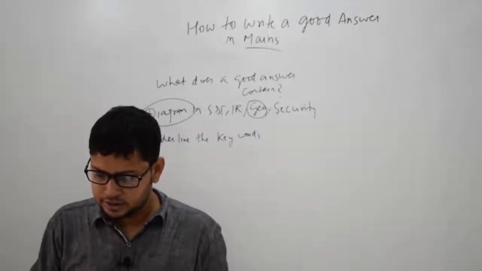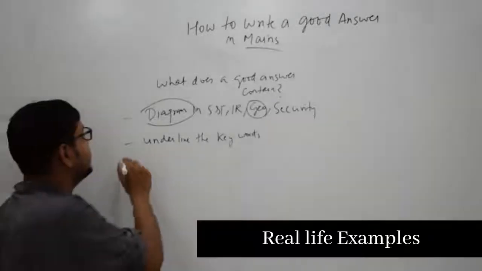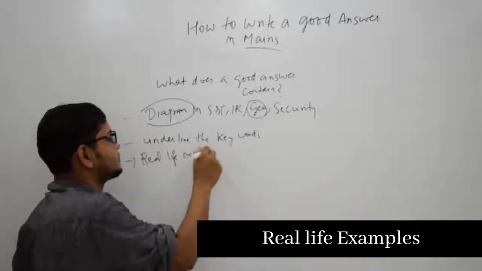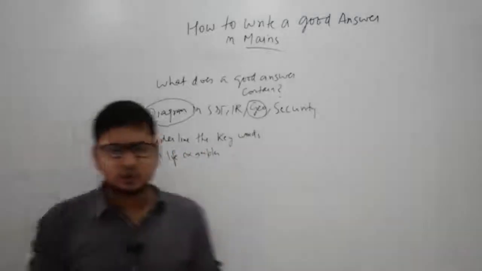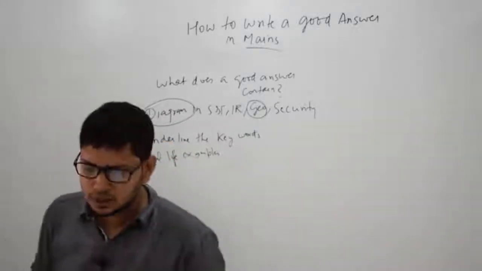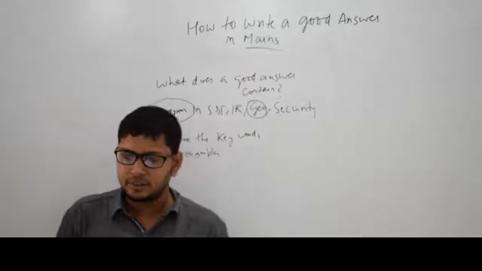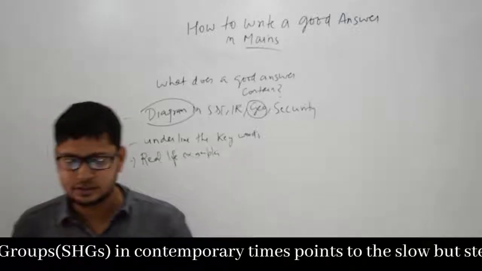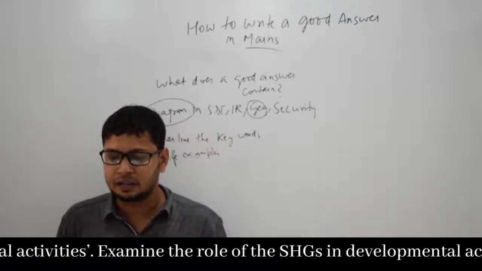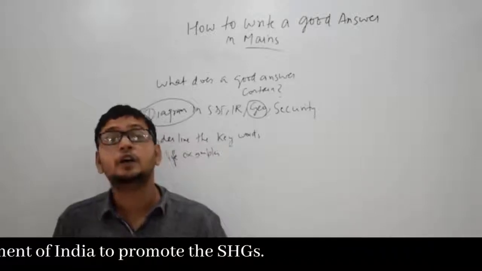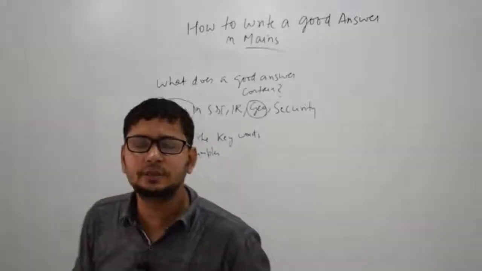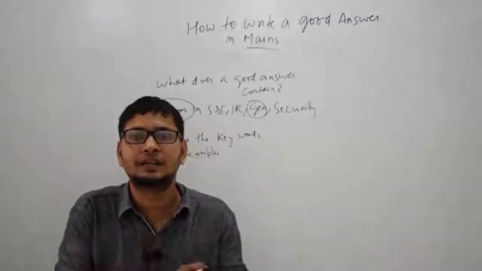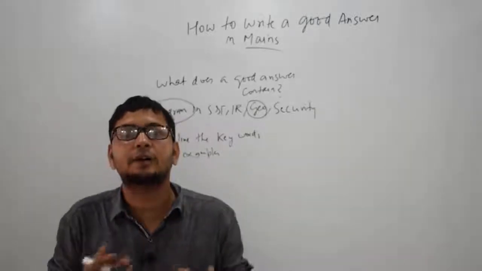Next important thing is, always use real life examples. Like, there was one question last year asked on SHG: the emergence of SHG in contemporary times points to the slow but steady withdrawal of the state from development activities. Examine the role of SHG in development activities and measures taken by Government of India to promote the SHG. So in this question, you can always mention the real life SHGs which you have been reading about in the newspapers, which have done an exemplary job in empowerment of women.